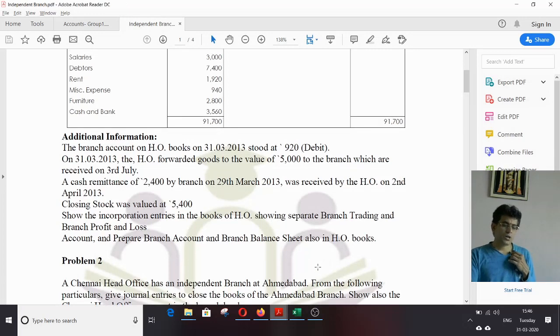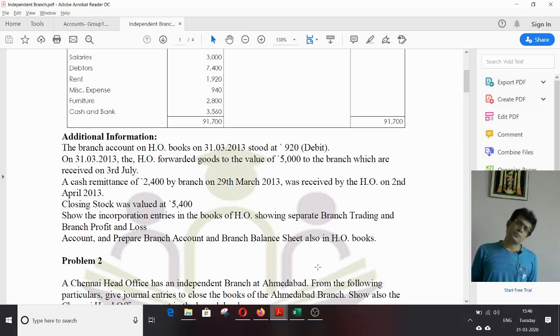Okay, so now let us start with the problem. See exactly what is asking. He is asking you to prepare something called as branch trading account, branch profit and loss account, and also prepare branch account and branch balance sheet in the head office books. Incorporation entry. So incorporation entry, I guess maximum 9 to 12 entries will be there, that will do. So entries we are supposed to pass. Just simply prepare the trading account and profit and loss account. Prepare branch account. Obviously your branch account will tally.